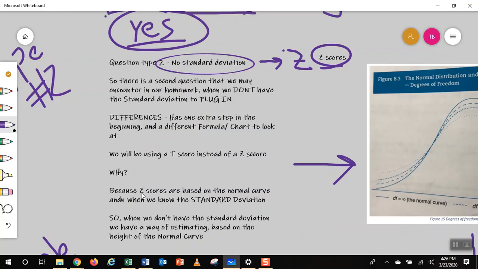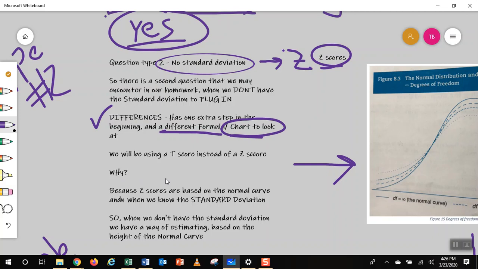So basically, the second formula has the very same goal, but it has a few different things because we're missing the z-score. There's one additional step in the beginning. It has a slightly different formula. The main thing is going to be important: it has a different chart to look at. So rather than a z-score, we're looking at a t-table.